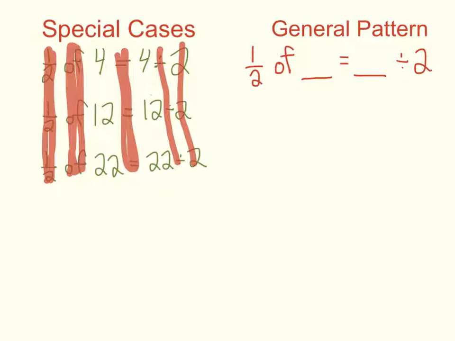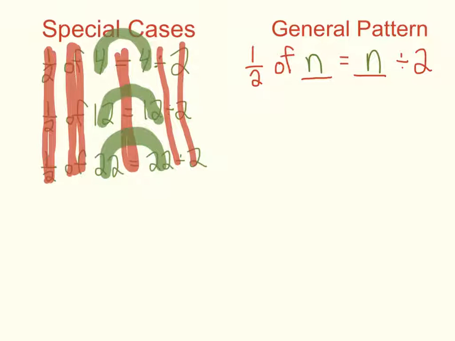So let's go back and look at these. I notice that this is 4 and 4, so that's the same number. 12 and 12, that's the same number. And 22 and 22 is the same number. So I can represent those with the same variable. I'm once again going to use n. So 1/2 of n equals n divided by 2. That is how I could represent those special cases as a general pattern written as a number sentence.